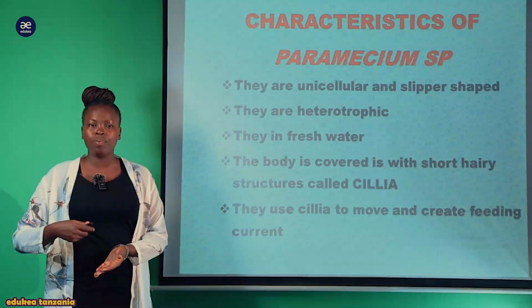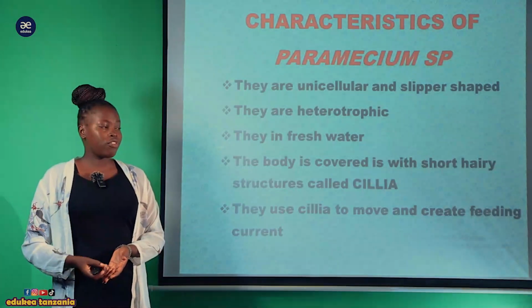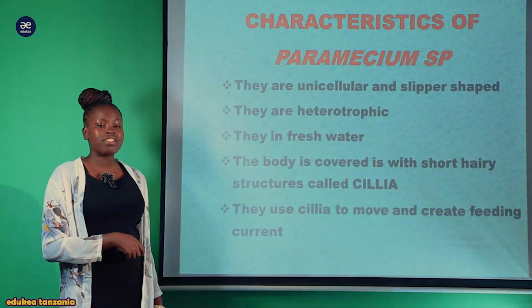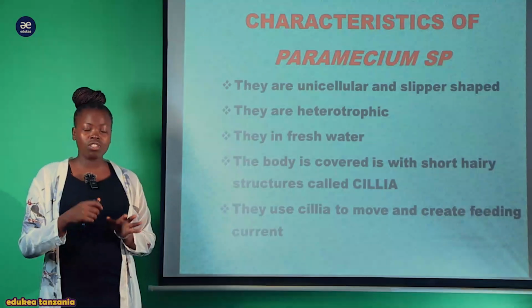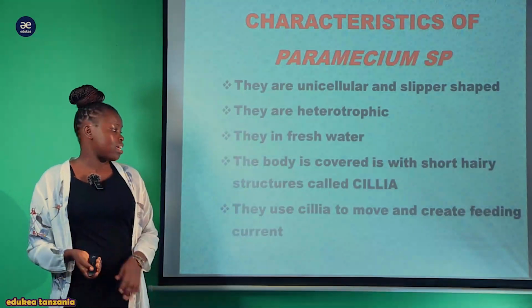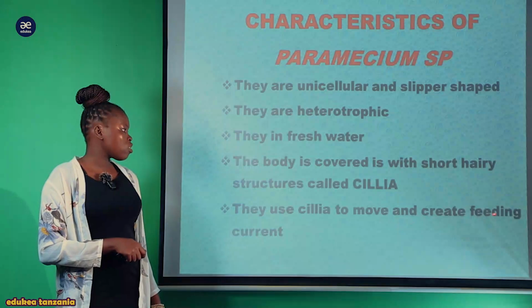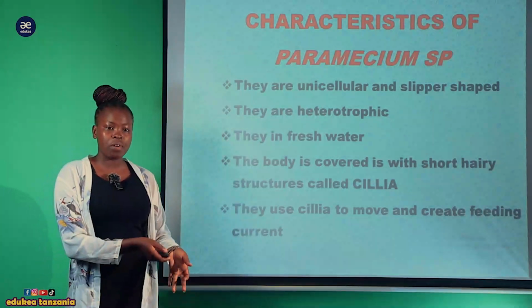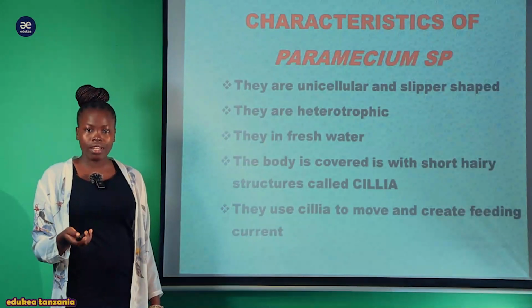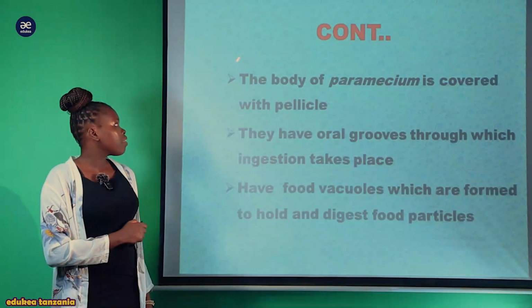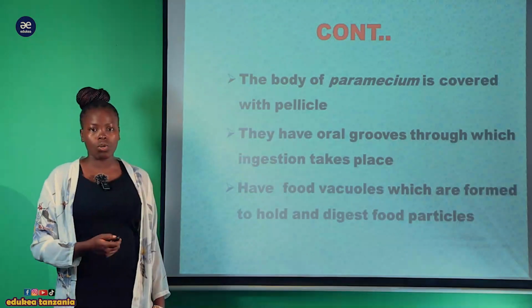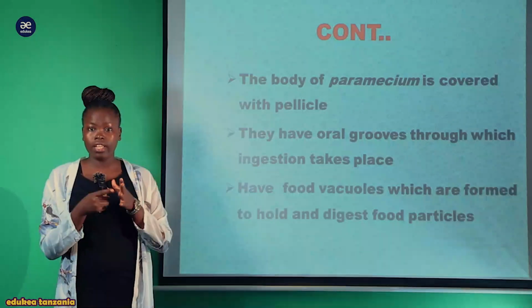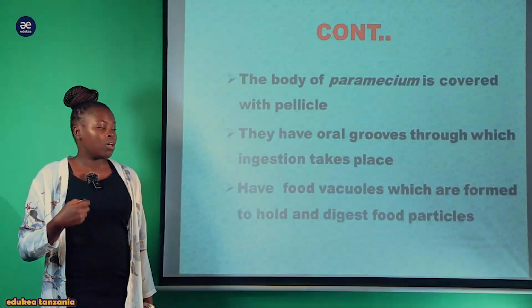Also, the body is covered with short hairy structures called cilia. Vile vile in their body they have short hairy structures which are known as cilia. Cilia are used for movement, also to create feeding currents. Kwa cilia inasaidia sana katika movement either from one place to another, vile vile katika feeding current. Also, the body of Paramecium is covered with the pellicle. The pellicle is used for protection, also to maintain the shape of the Paramecium.